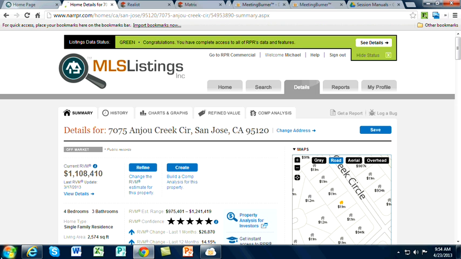So you can refine it, you can create a comp analysis, and probably what they're simply doing is looking at what it sold for in 2003 and what that should be worth today given the trend in prices in that zip code. All right. Now, one of the reasons for starting with this maybe is that it gives me a rough idea.